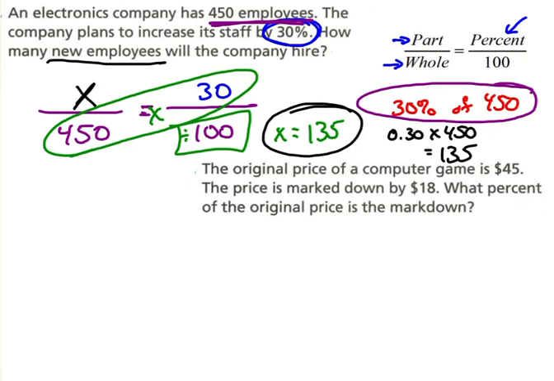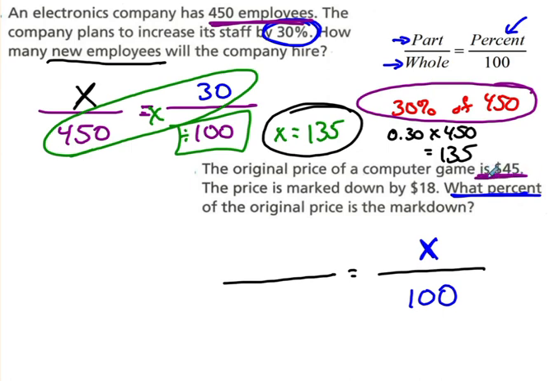All right, last one for today. The original price of a computer game is $45. The price is marked down by $18. What percent of the original price is the markdown? So I start with my proportion. I know my 100 goes here, and it says what percent. So I know I'm finding the percent, so that's got to be my x. So now I need to know what's all of my price and what's part of my price. Well, it says the original price is $45.